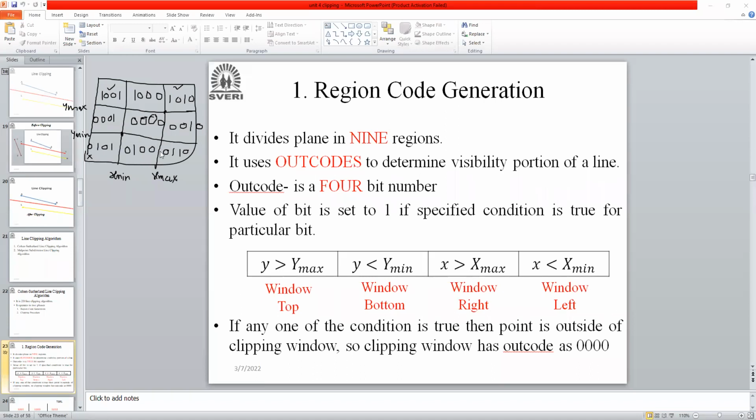and below that, whatever regions are present, all have their second bit set. So you can see here, the second bit is set for each of them, because this y is less than the y min value. So this condition is satisfied over here. Then y is greater than y max, so first bit is set for all. Then y is less than y min, so the second bit is set.